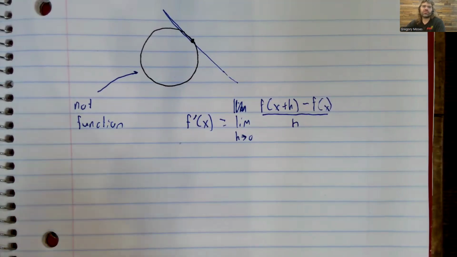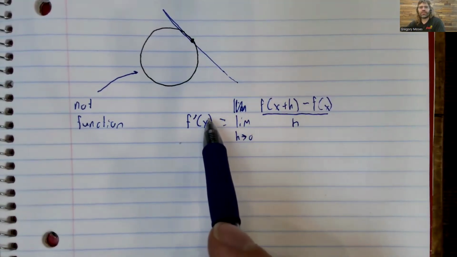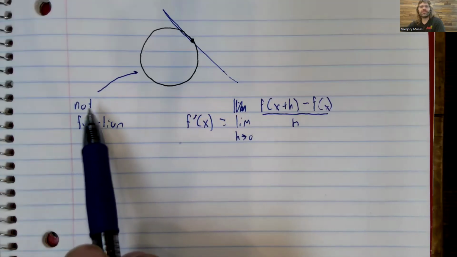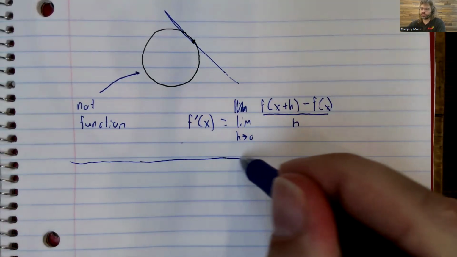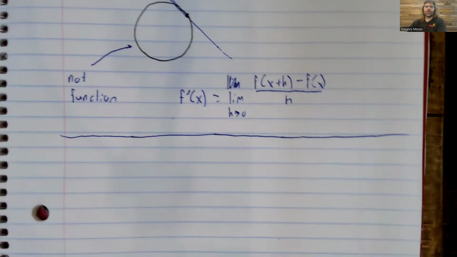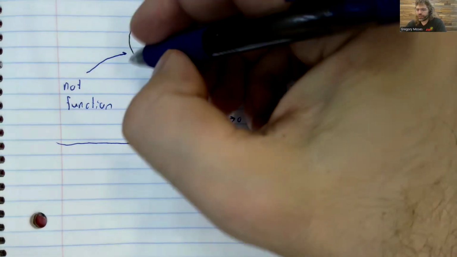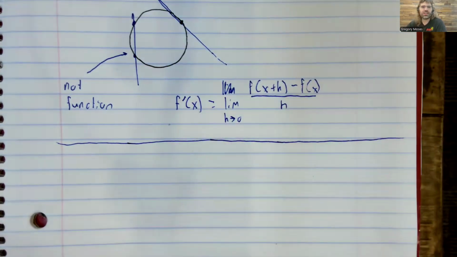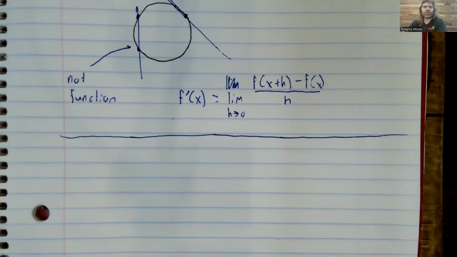So, question: how can we talk about the derivative at this point if the derivative is defined in terms of a function and the curve we're looking at isn't the curve of a function? Just to clarify, if it's been a while, the reason this is not a function is that we can draw a vertical line that hits the circle more than once. It flunked the vertical line test.